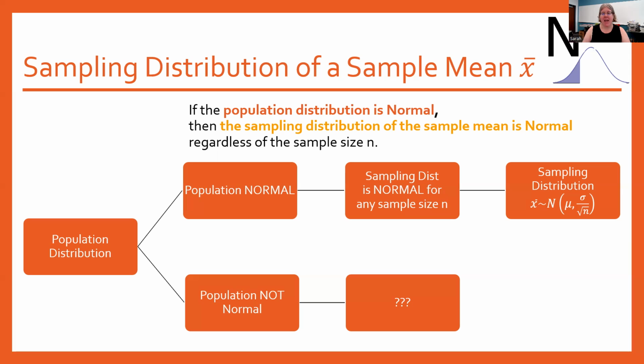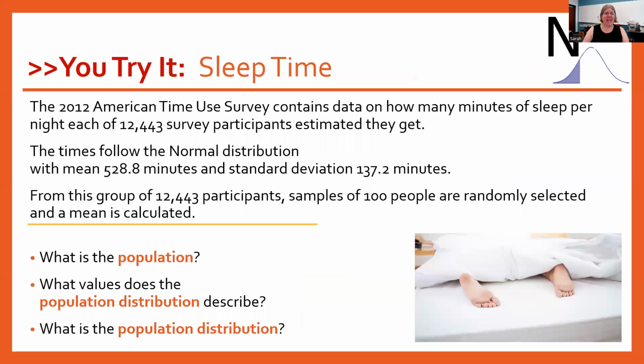So we have an n, and then I'll have the same mean. The only thing that's changing here is the standard deviation. And the standard deviation is being divided by the square root of n, or the sample size. All right, so let's look at an example.